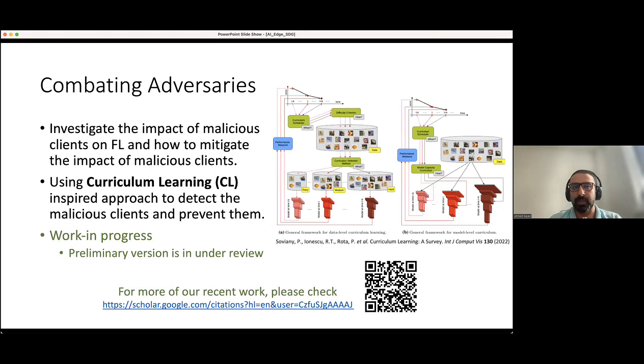Another work we have been doing is combating adversaries or malicious clients in the system, because some of them may try to bias the model toward certain goals that are not the target task, and that can be problematic. So we investigated some techniques related to curriculum learning. It's an emerging technique in machine learning that relies on training the model on easy samples first, then introducing the harder ones at later stages. We use a branch of curriculum learning to detect who is malicious and who is not, and this has shown very good results so far.